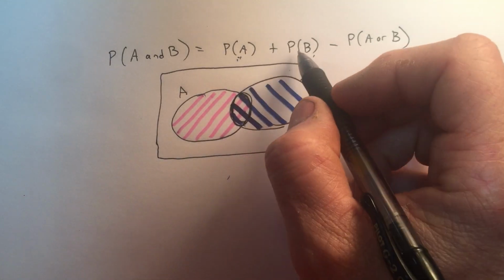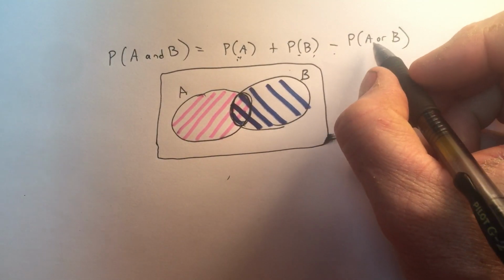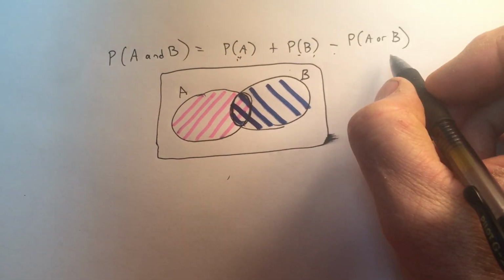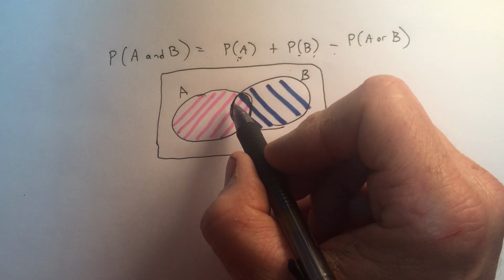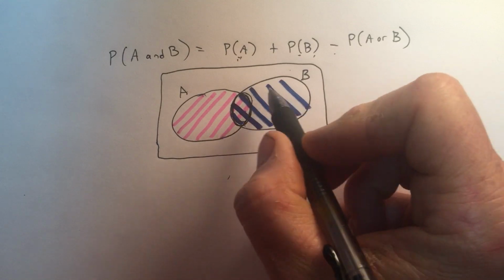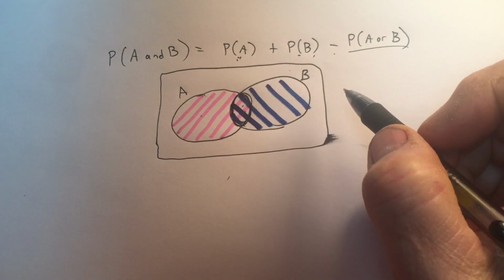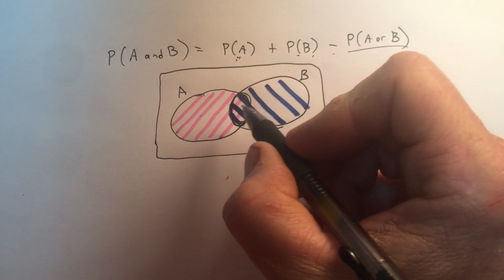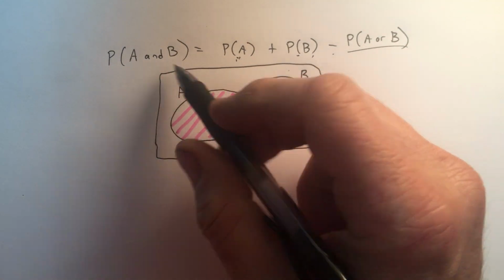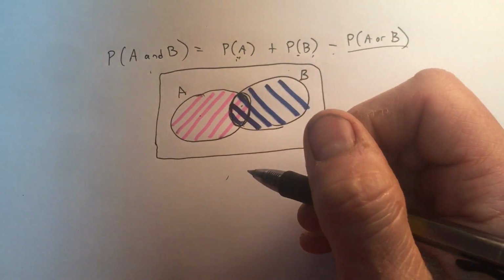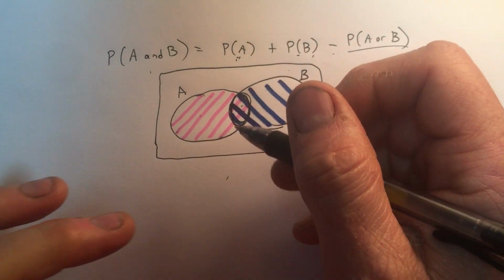So it's A plus B, but then you've got to minus off the A or B, which is anything here that's shaded at all. So all three parts of these is A or B happening. And so if I minus those off, I end up with just the A and B. I hope that makes sense what I'm trying to say.